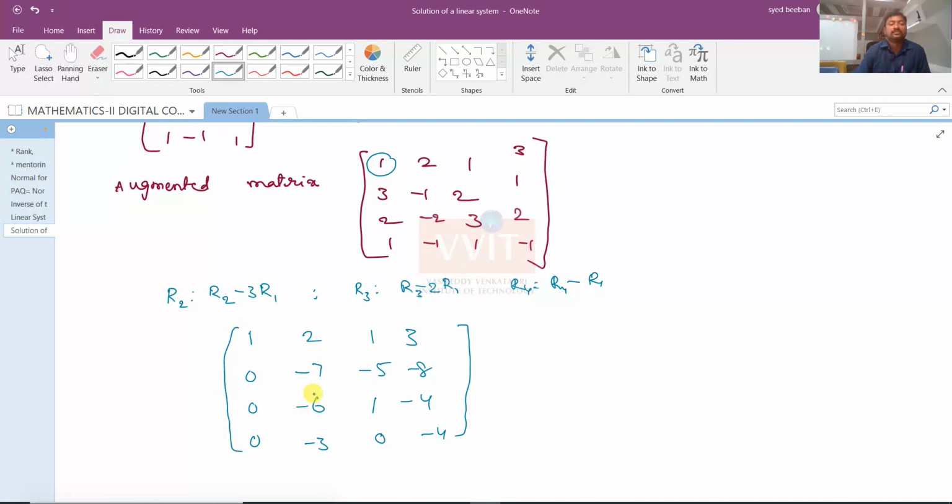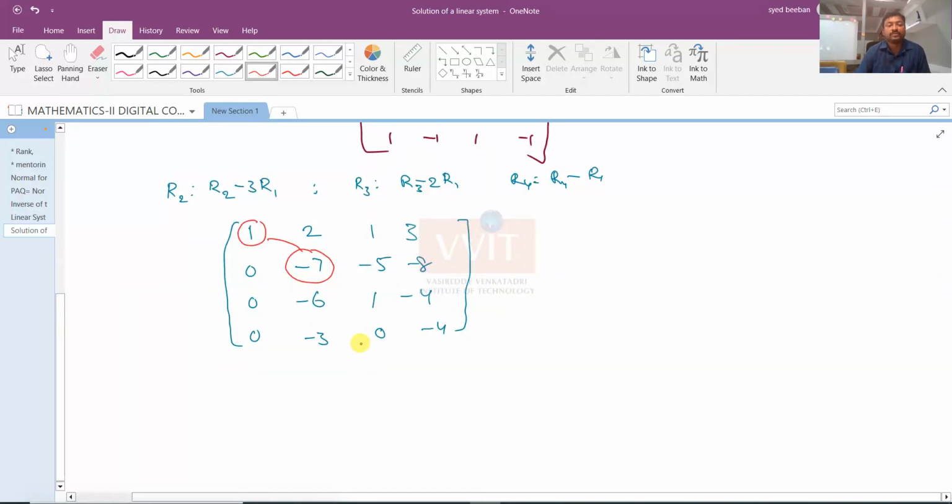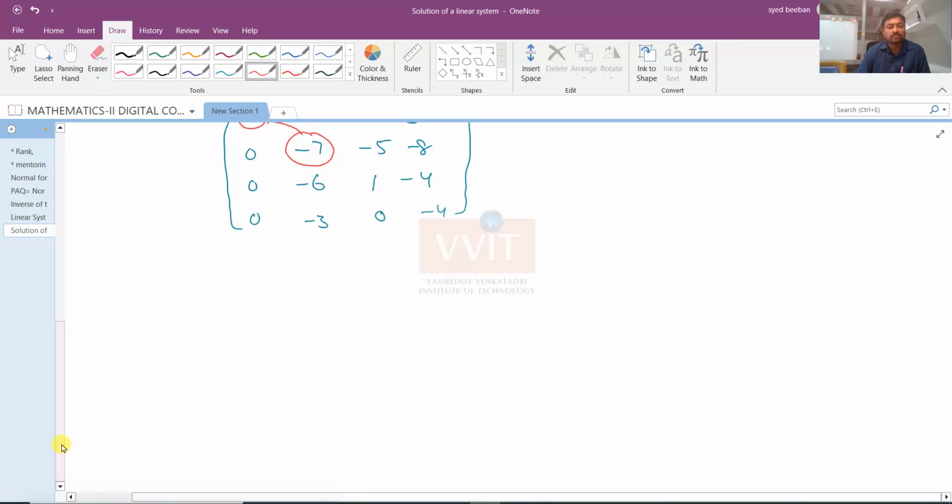This is the first step. Now my control will jump from here to here. From here to here I need to jump. Now here we'll be using this minus 7. I'm supposed to get the rest of the elements as 0, so I need to update R3 and I need to update R4. R3 is updated based on R2 only, and R4 is updated based on R2 only. R1 and R2 I haven't altered, so I need to write them as they are.